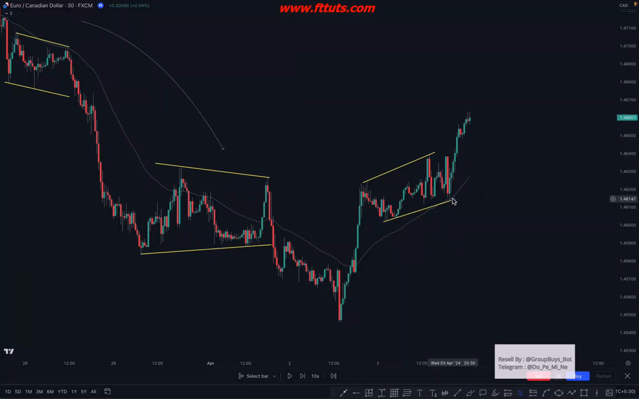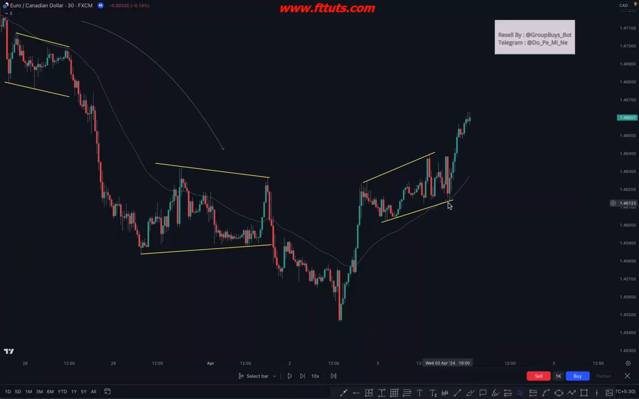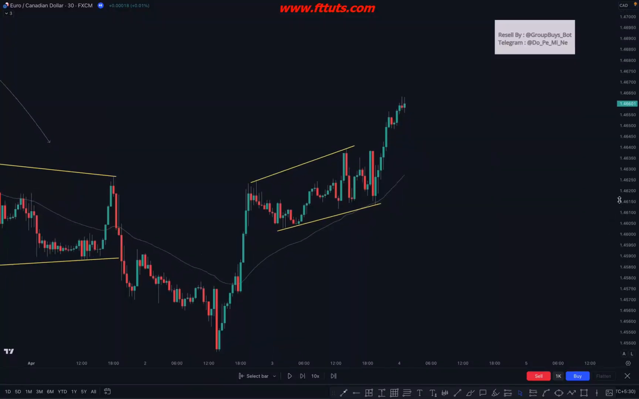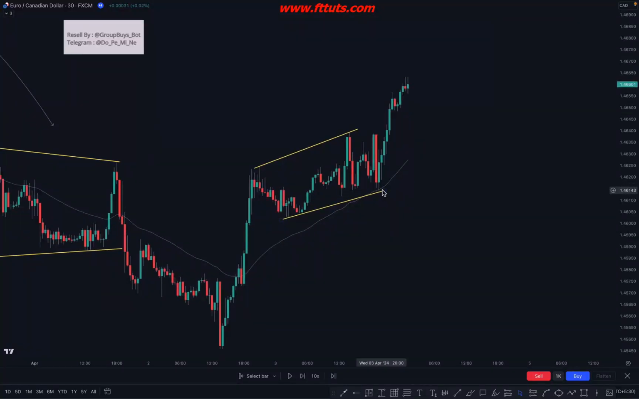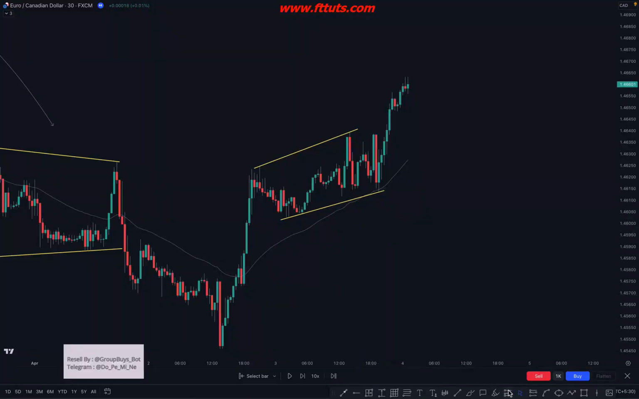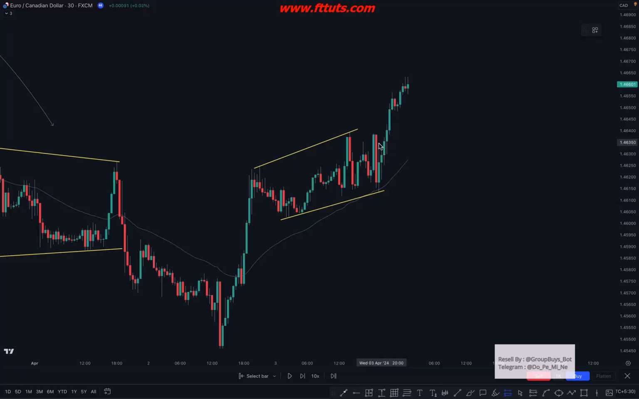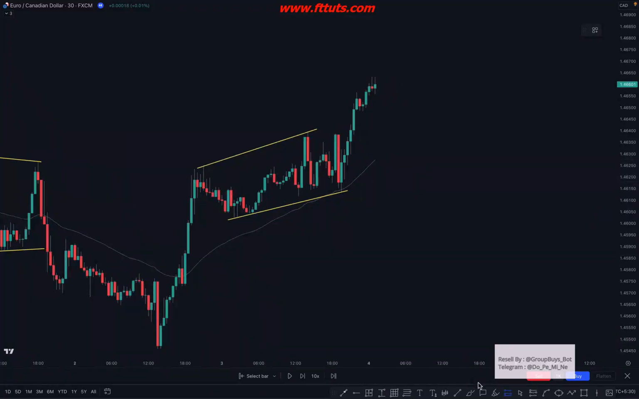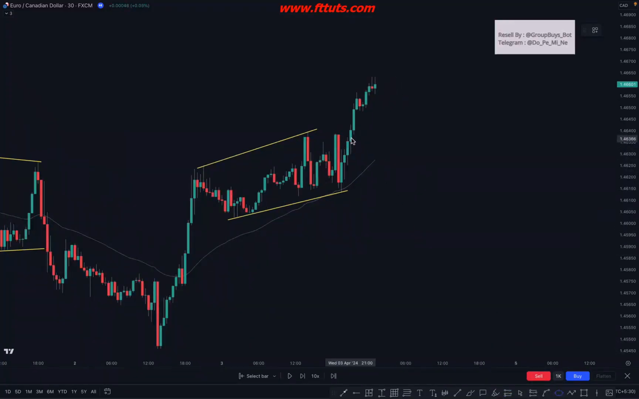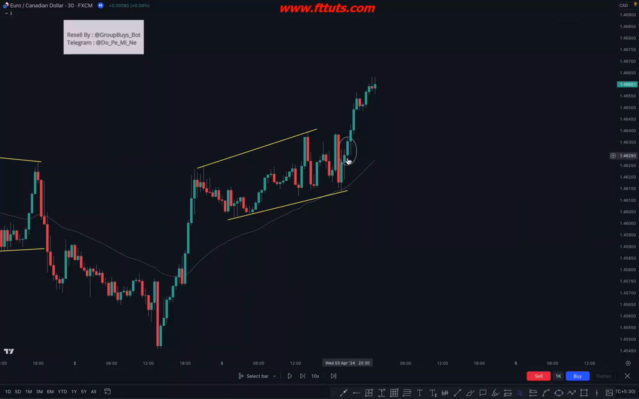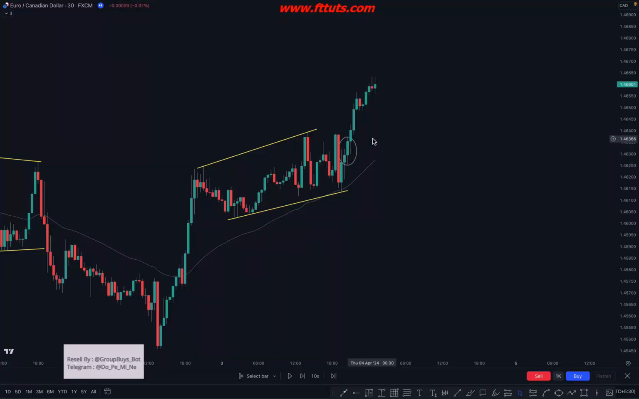Price must reject from the EMA. So in this case, where is our EMA? This one, looks like this. Price rejects from this EMA, and price must create a strong bullish candle in this case. You can see there are a lot of bullish candlesticks here, but I'm showing you this one, which looks very strong compared to the last two candlesticks. Why? Because the shadow is to the downside and the body to the upside, showing strength for the buyers.